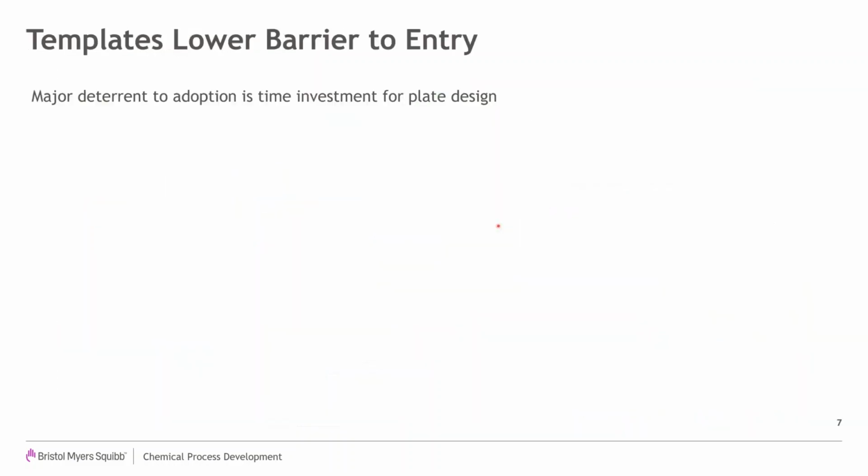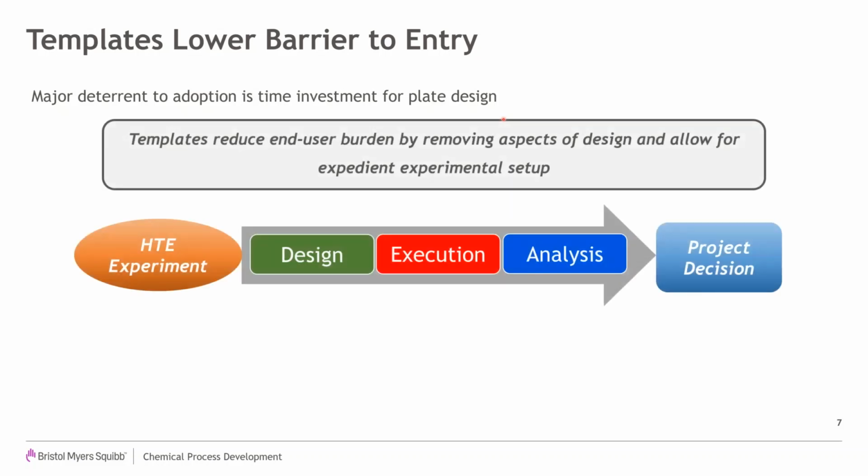One of the main deterrents for adopting this technology and the software is really the chemists and engineers not wanting to invest the time to design the plate. If you're designing a plate and you're not very familiar with the methodology, it can be a little daunting. So we realized, and Katalyst has a very nice solution to this, that if we template out certain workflows, we can reduce the end user burden by removing some aspects of the design and some of the questions that go into how you actually design such an experiment.